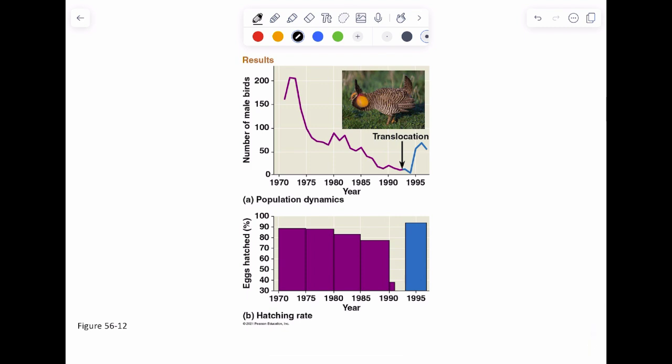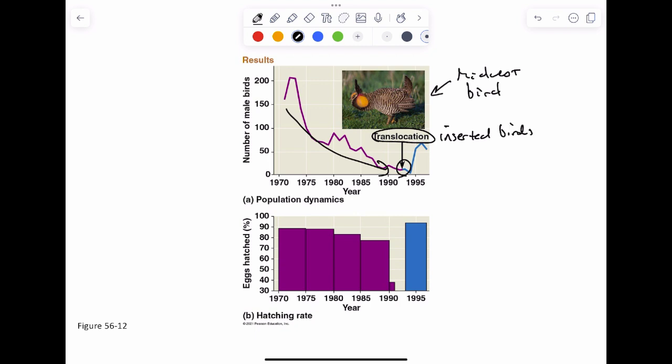In the Midwest, there were some wild birds. I can't remember the name of this one, but it doesn't matter. It's from the Midwest, that we had seen over the years actually decreasing in numbers. And what researchers did in the early mid-90s is they inserted new birds. And these came from a neighboring location, so they're not the exact same species, but they were close enough. And it was enough to cause a slight rebound.